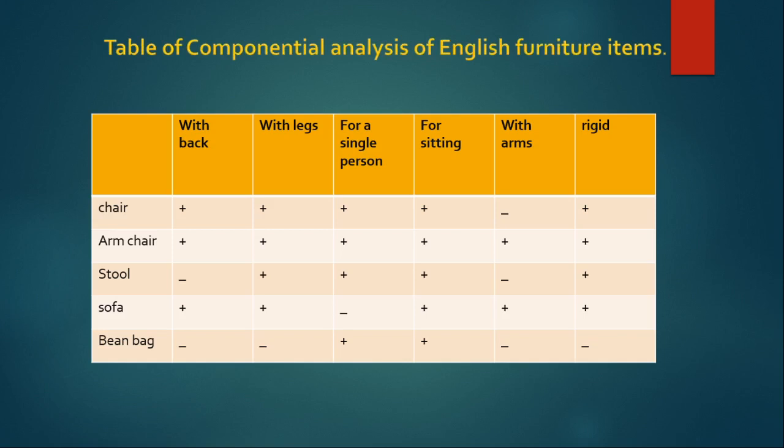It is all plus, plus, plus, plus, plus. Every feature is present in this armchair furniture. Then we have stool. In stool, it is minus with back. We do not have any back. Then plus legs, plus single person, plus sitting, minus arms, and plus rigid. Sofa, everything is plus present except it is not for a single person, although a single sofa is. Beanbag, everything is minus, but the only two semantic components are that it is for a single person and it is used for sitting.